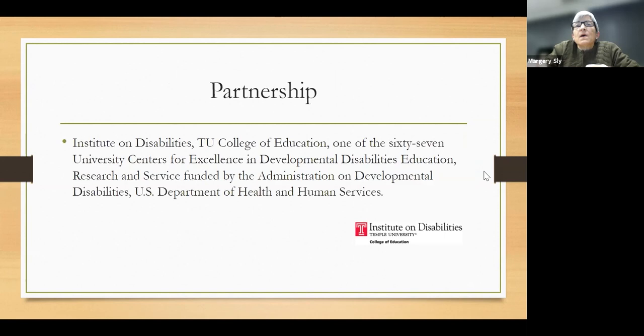And this brings me to the importance of community partnerships in this work. It can't be underestimated. We've tried to work with the communities in question whenever possible. And we're lucky to have the Institute on Disabilities here at Temple as a partner. It's one of the 67 university centers for excellence in developmental disabilities education, research, and service, funded by the Administration on Developmental Disabilities, US Department of Health and Human Services.